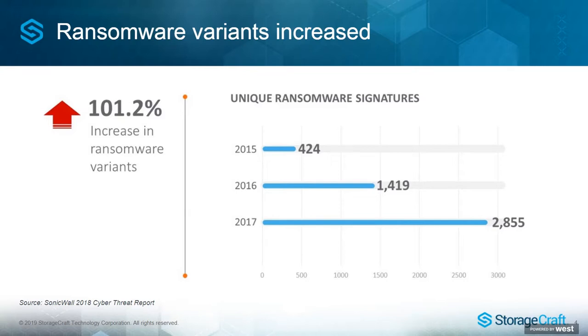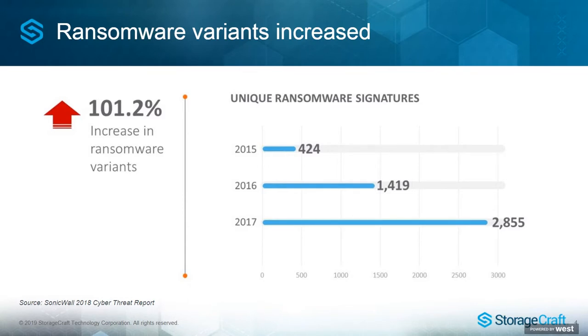This is actually from a SonicWall 2018 cyber threat report, where you can see the unique ransomware signatures increasing year over year. And we don't see that decreasing, nor do we expect it to. The threat vectors and attack vectors for ransomware may change in terms of how the payload is delivered. However, the variance and the complexity is certainly there.